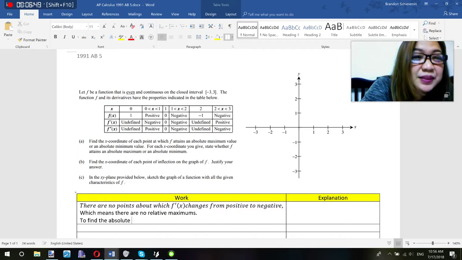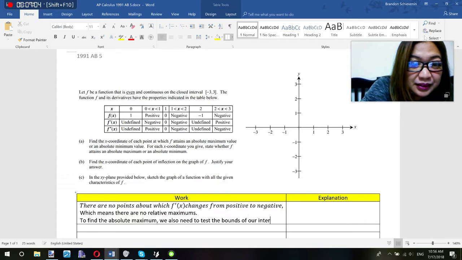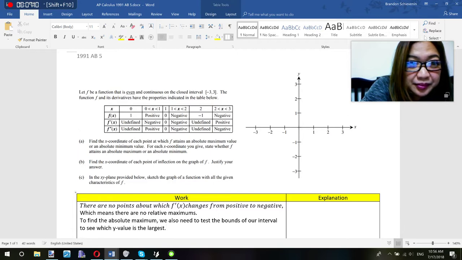What other points do we need to find? We need to find the start point and end point as well and test those. So to find the absolute maximum, we also need to test the bounds of our interval to see which y value is the largest. Looking at the y values at the start point and end point, I've got x equals 0 and x equals 3. Which point is going to be largest?